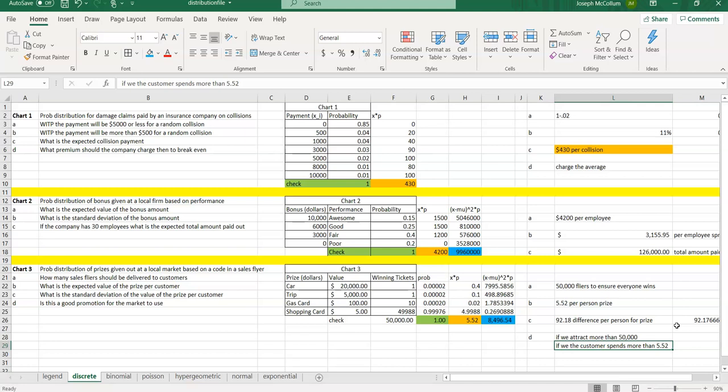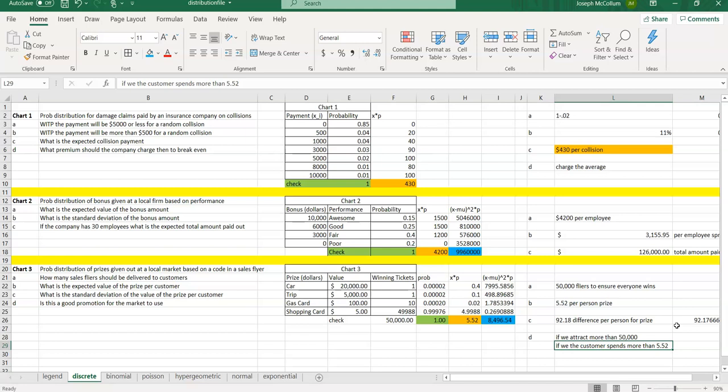If the customer spends more than $5.52 over their typical amount, so they came in on a non-typical shopping day, then this is perfect. We got them to come in on a non-shopping day. They're spending more than $5.52, the average. This is awesome. We're making out hand over fist on this promotion. That won't be known until the promotion is done and we can track what we typically get and what we got because of the promotion.